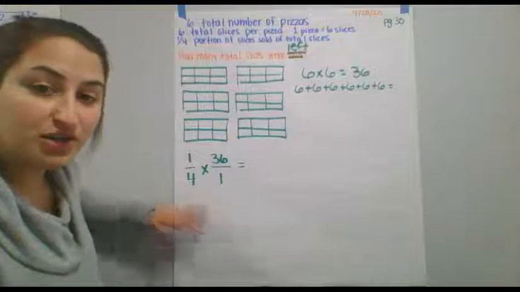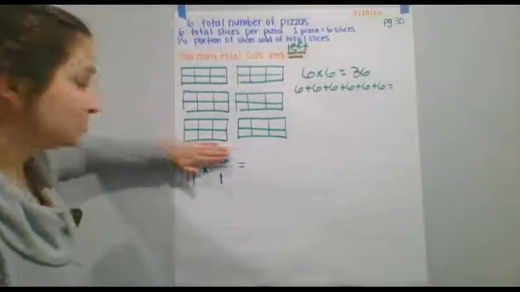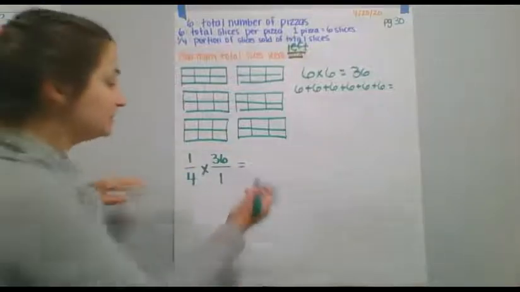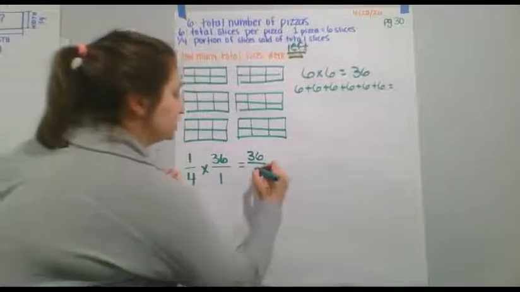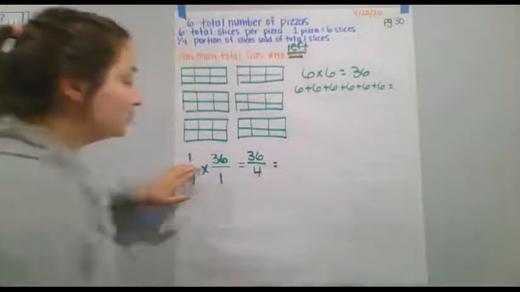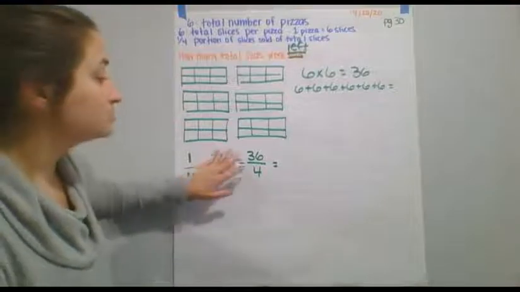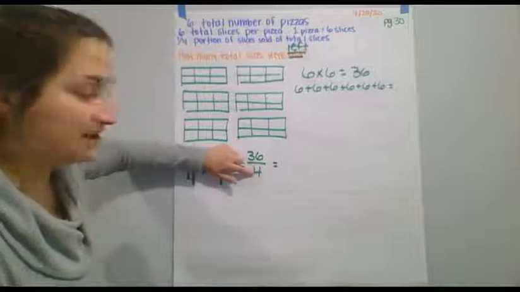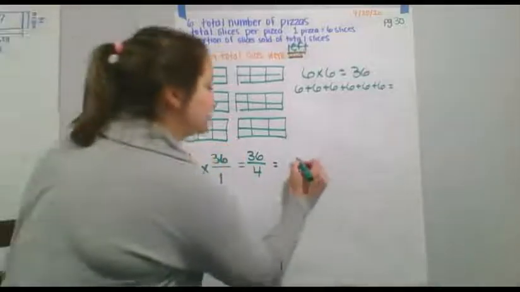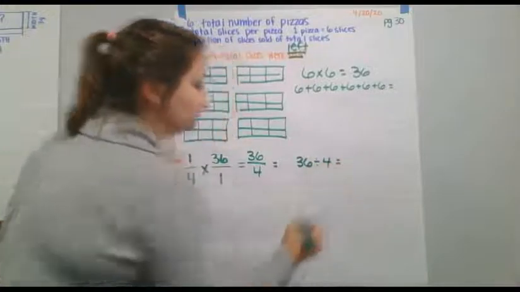But just a reminder, when you start with multiplication, it stays like this. You just multiply straight across. So 1 times 36 is 36. 4 times 1 is going to be 4. And then we know that a fraction is actually a division problem. So when you're doing this, we're going to take the top number and divide it by the bottom number. So we're actually going to be taking 36 and dividing it by 4.